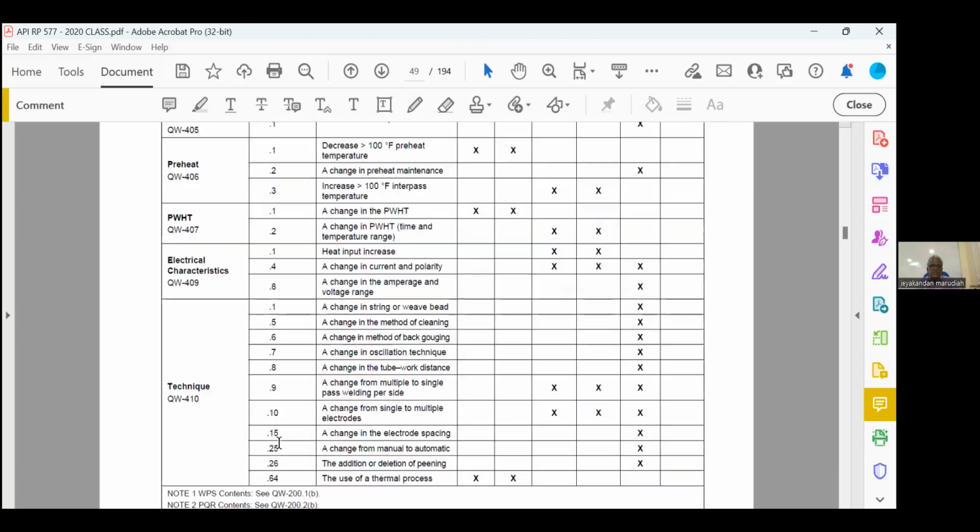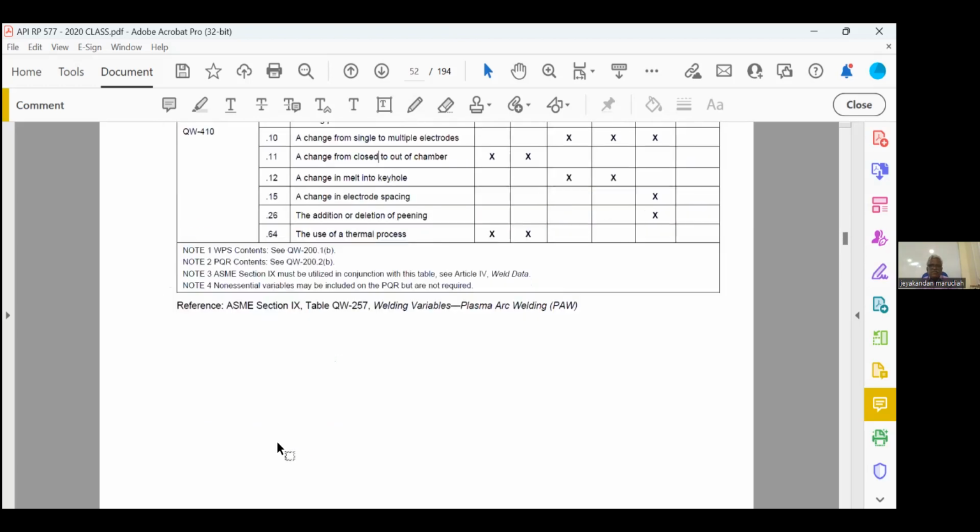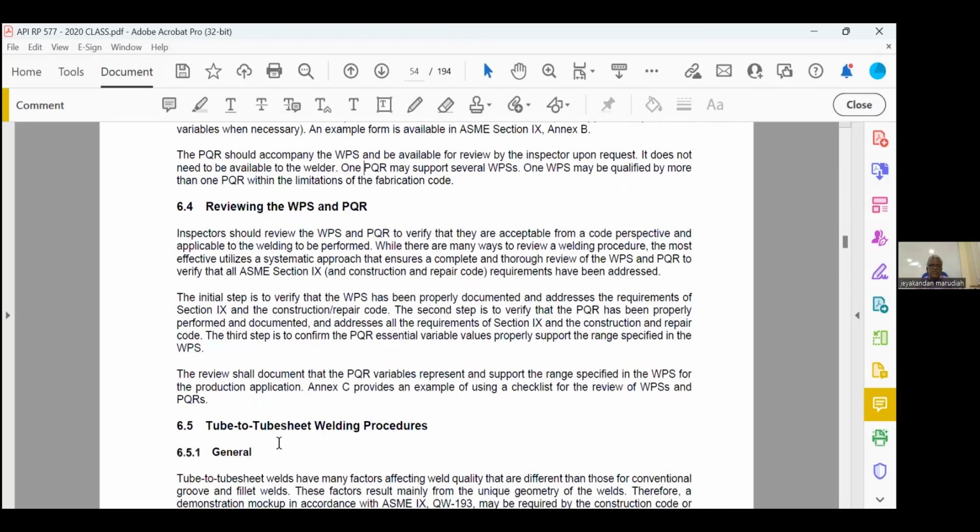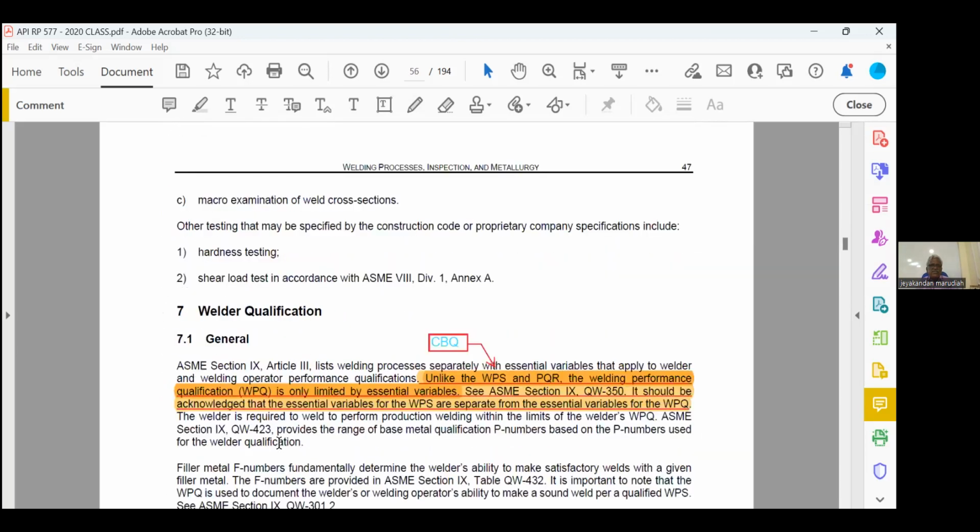These are not important. So straight away go to page number 47. Page number 47, highlight this one. Unlike the WPS and the PQR, the welding performance qualification is only limited by essential variables. That is a closed book question.